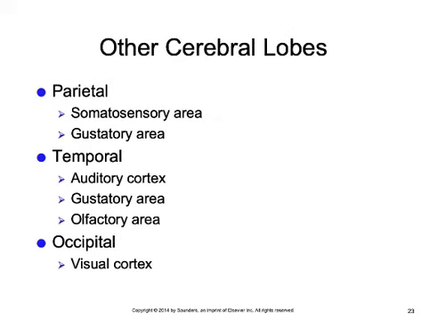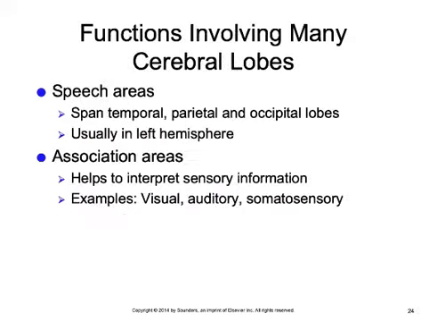Okay. The parietal lobe we talked about is somatosensory and also has some gustatory function. Okay, and it's also a multimodal association area. The temporal is where our auditory and our olfactory is. The gustatory area, again, for the sake of our textbook, we'll say it's in the temporal lobe, but most textbooks assign it to the insula. And of course, the occipital lobe is where our vision is processed. Okay.